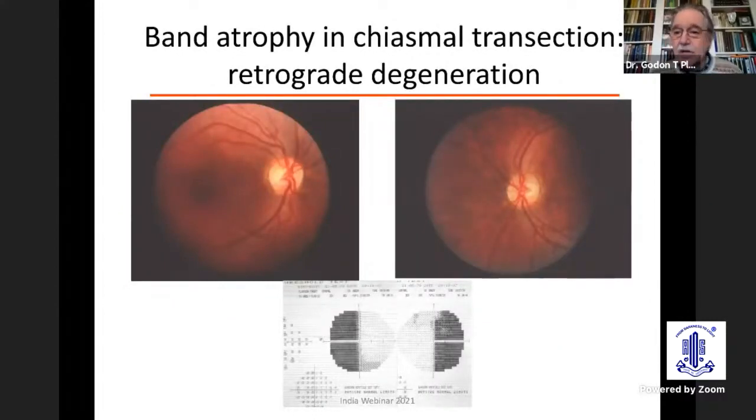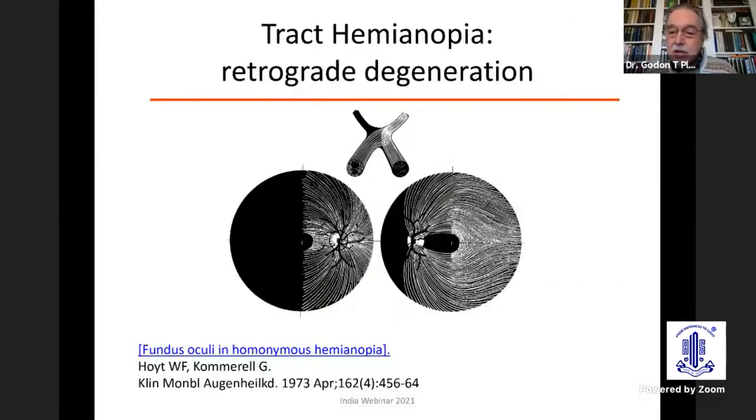We all know that we saw an example of band atrophy earlier, and we all know that it's difficult to persuade people that it's present in cases like this. This is as severe as it can get. This is a chiasmal transection in a human. And we also know that we see it with tract lesions, because this is again direct retrograde degeneration.